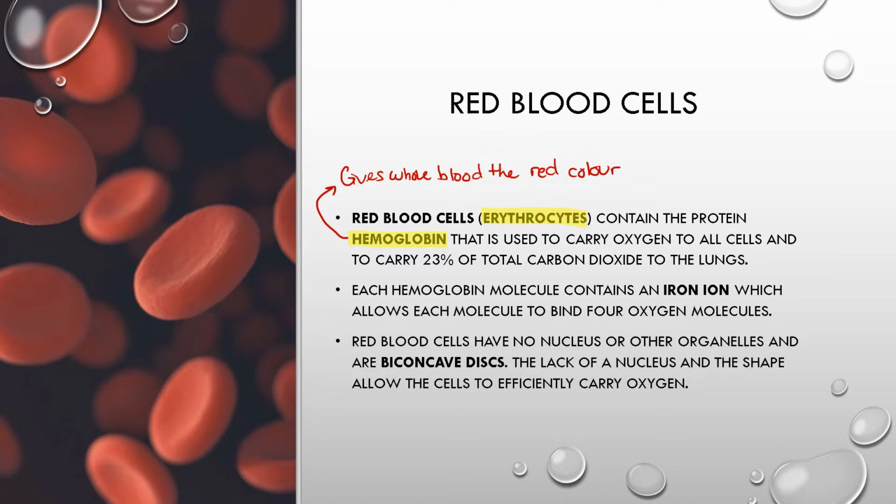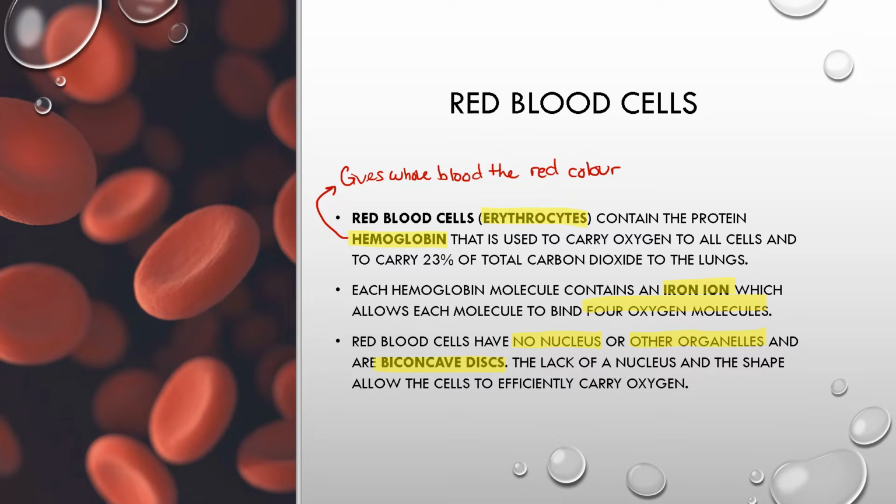Now, each hemoglobin has an iron ion, which allows the binding of 4 oxygen molecules. Now, red blood cells are biconcave discs. They also have no nucleus, and mature red blood cells really have a very simple structure. They don't really have any other organelles either.